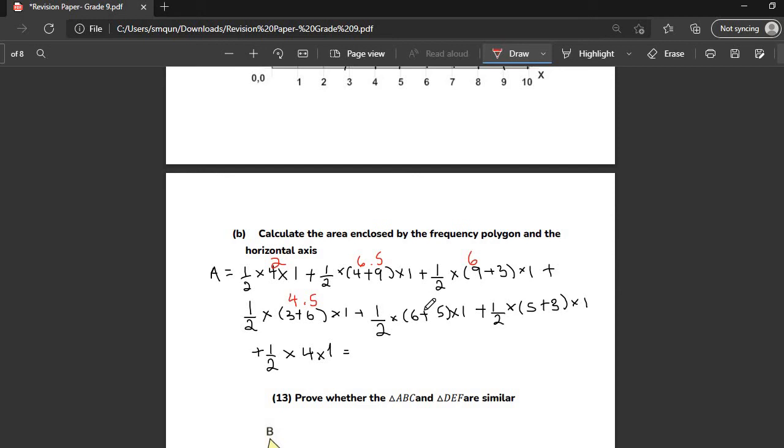6 and 5 is 11. Half of 11 is 5.5. 5 and 3 is 8. Half of 8 is 4. And lastly, half of 4 is 2. So we're just going to add up those and get our final answer, which is 30.5. And remember, we're asked to find area, so you have to remember the correct units. The correct units would be centimeters squared.